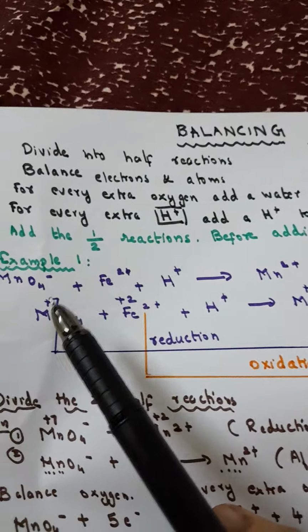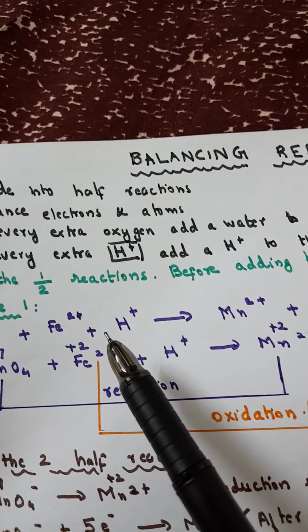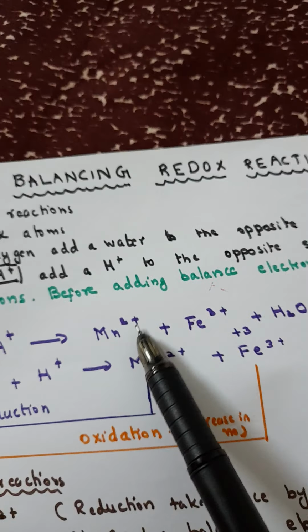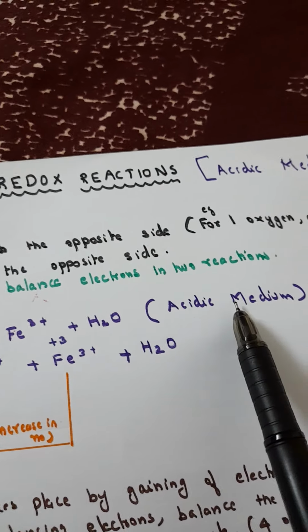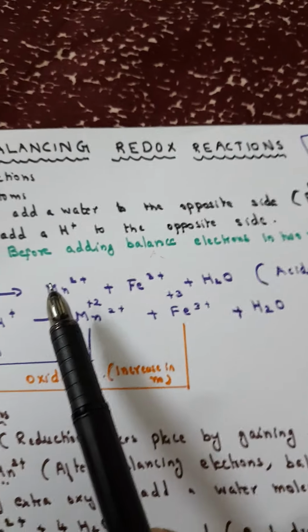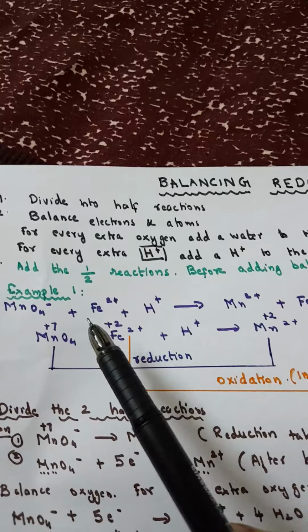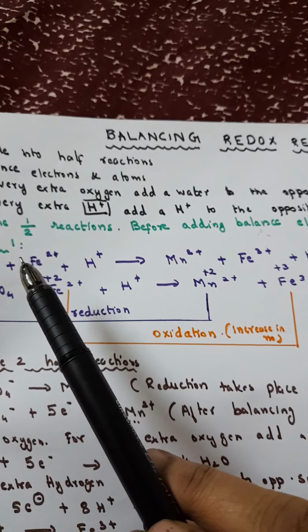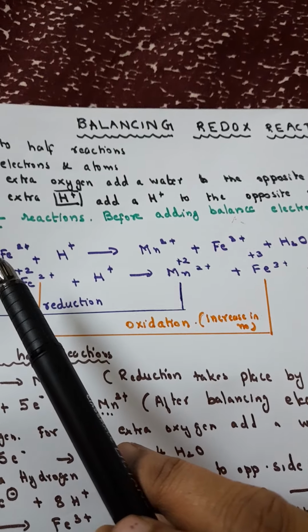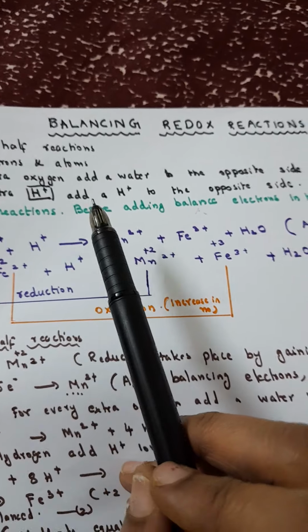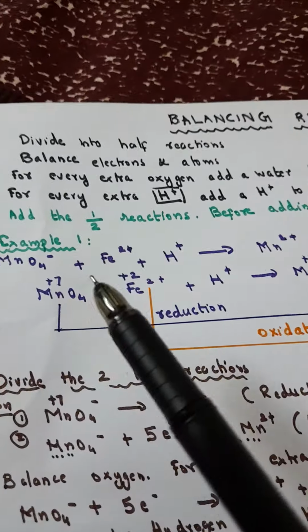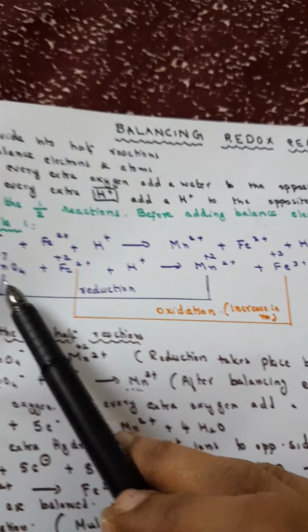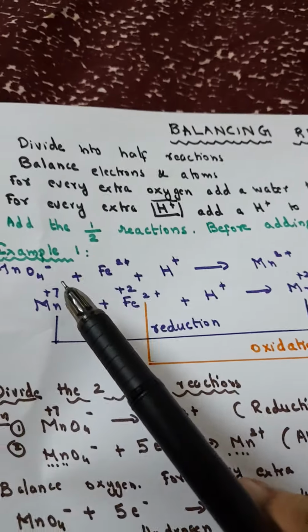Here you can see the equation: MnO4 minus plus Fe2 plus plus H plus gives Mn2 plus plus Fe3 plus plus H2O. This is in acidic medium. When you get a question like this, the first step is that we must identify which one undergoes oxidation and which one undergoes reduction. For that, you should know the oxidation state of manganese.